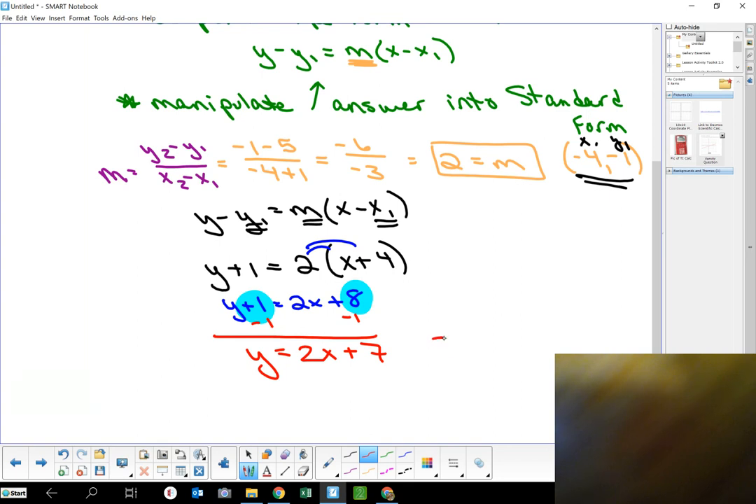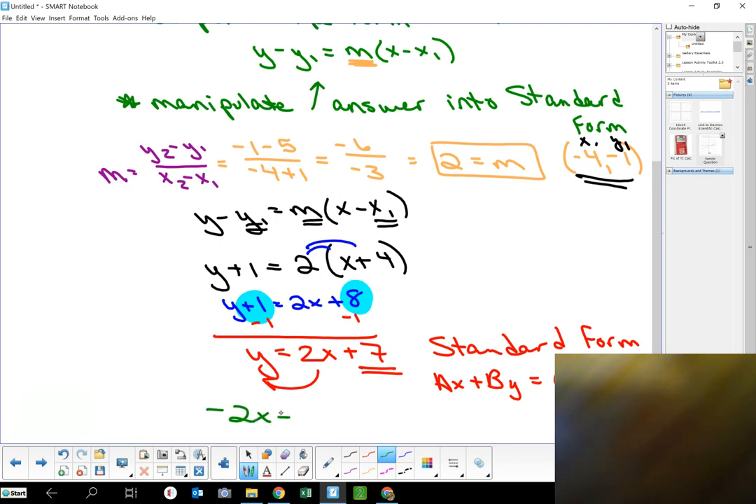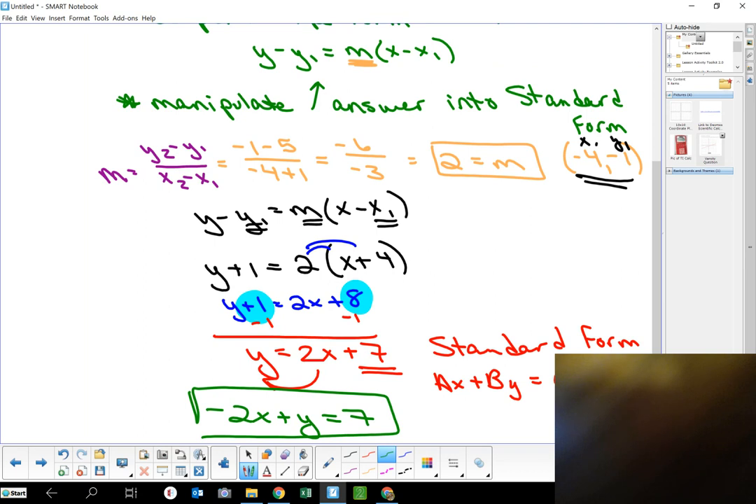And then to put it in standard form, because that's our goal, don't forget what your goal is here. We need ax plus by equals c. So this guy's going to stay here. This guy's going to go to the other side by subtraction. So we're going to have -2x plus y equals 7. And that would be the standard form of that line. All righty.